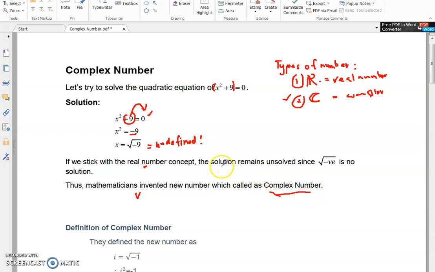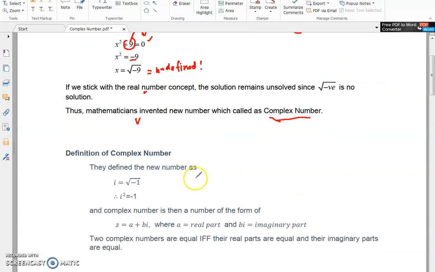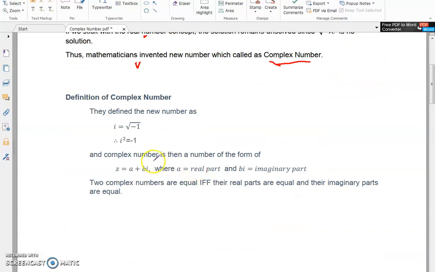Let us see the definition of a complex number. A complex number is a number in the form z equals a plus bi, which is how we write a complex number, where a is the real part and bi is the imaginary part.